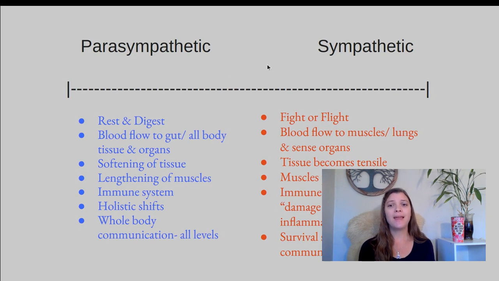Pain, chronic pain, can keep us in a chronic sympathetic state because it's causing our body to go into that fight or flight. Something's wrong, something bad is happening, even though we may be in a yoga class or feeling like we don't have a whole lot of stress in our life. We can get stuck in that sympathetic aspect of the nervous system.